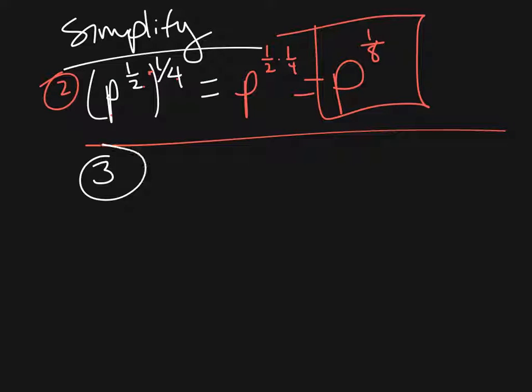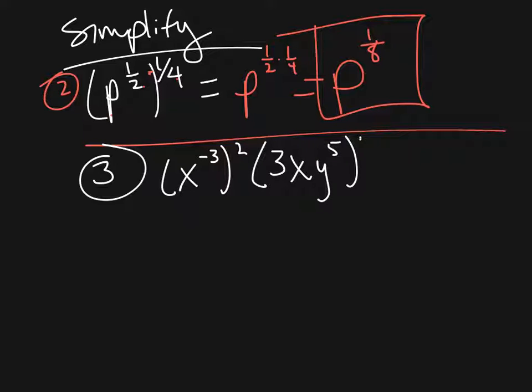And let's just do one more example. Let's do x to the -3 squared times the quantity 3xy to the 5th to the 4th. So when you're multiplying these different quantities and they're each being raised by an exponent, focus on one quantity at a time, right? X to the -3rd to the 2nd power is going to give me x to the -6 when I multiply these powers together.